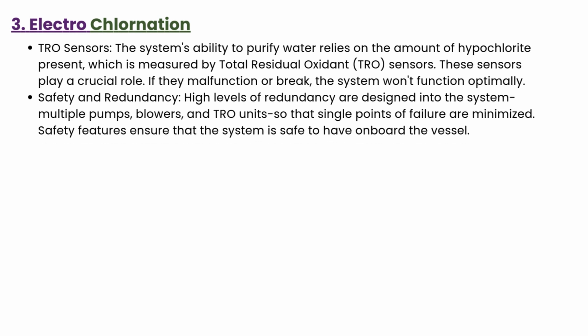Next we have a TRO sensor. TRO, as I told you, is total residual oxidant. The amount of hypochlorite present in the purified water is measured by TRO sensors. There are a lot of sensors which are coming up. These sensors play a crucial role. If they malfunction or break, the system won't function optimally. Safety and redundancy: a high level of redundancy is designed into the system. Multiple pumps, blowers and TRO units so that single points of failure are minimized. Safety features ensure that the system is safe to have on board a vessel.